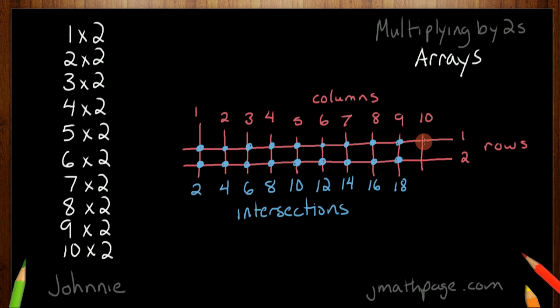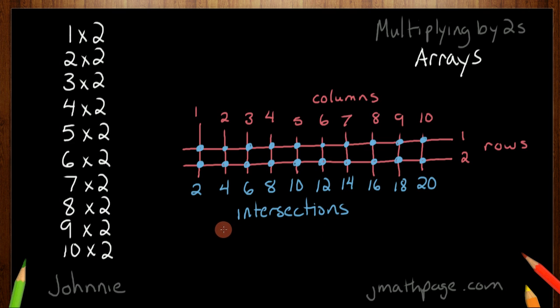10 columns and 2 rows. 10 columns and 2 rows. Knowing that we had 18 before, now we have 19 and 20 altogether.